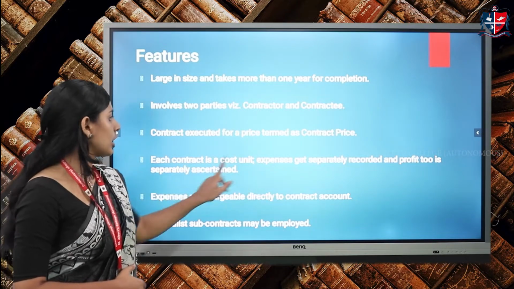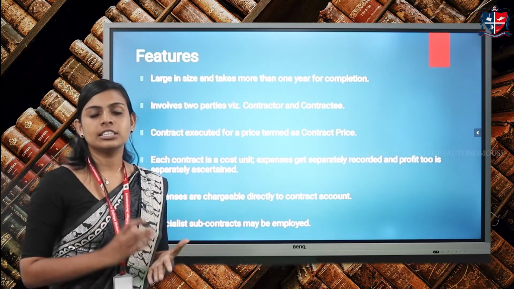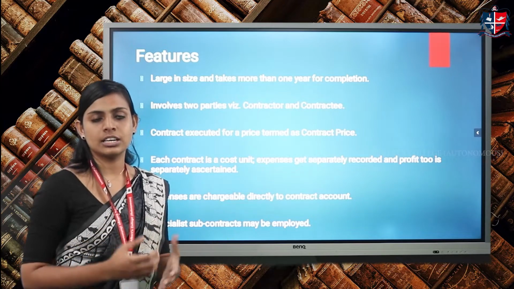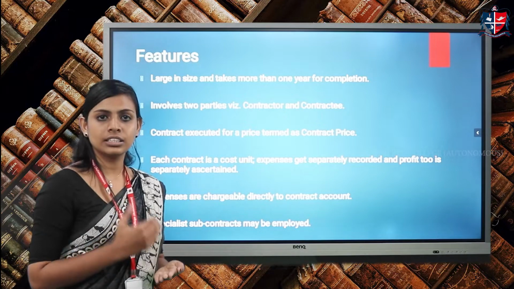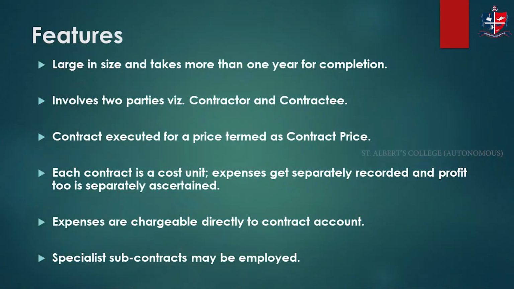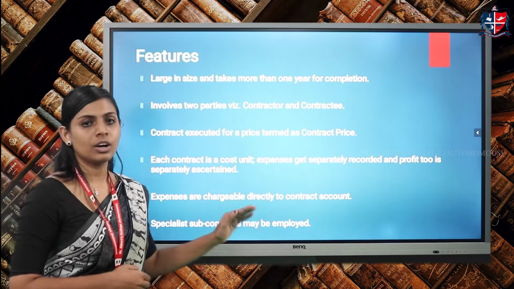The fourth feature is that each contract is a cost unit. Expenses get separately recorded and profit too is separately ascertained. That is, anything related to that contract will fall under that ledger. All the expenses and income related to that contract will be recorded under the contract account. Fifth, expenses are chargeable directly to the contract account. Any expenses related to the contract will be put under the contract account.